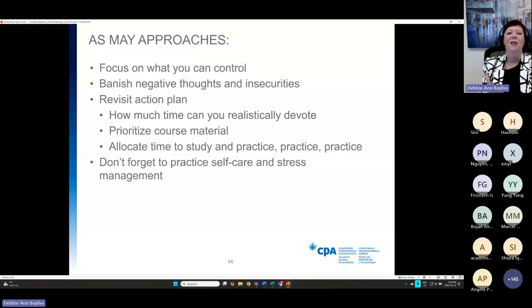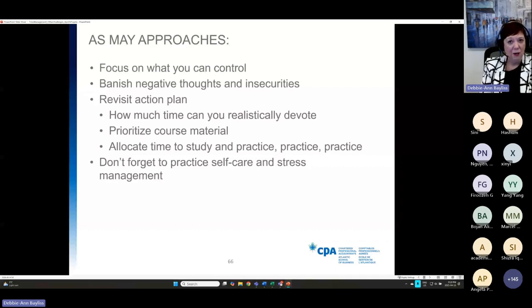Take a good breath. Revisit your action plan. Think about how much time do I have between now and then? Prioritize, okay? Between now and when you're going to write, prioritize the course material. There's only so much you can do. You're human. There's only so many hours in the day. And you do not want to go into that exam exhausted.